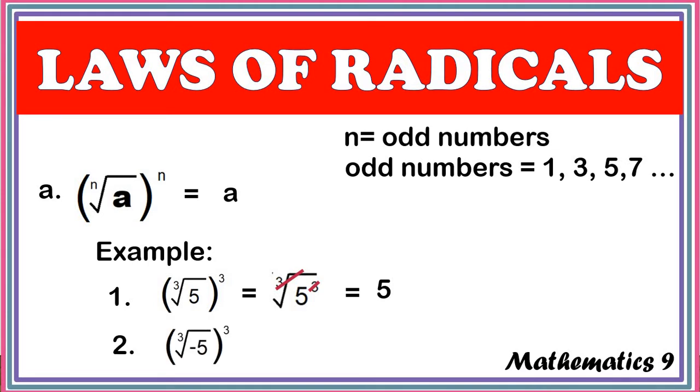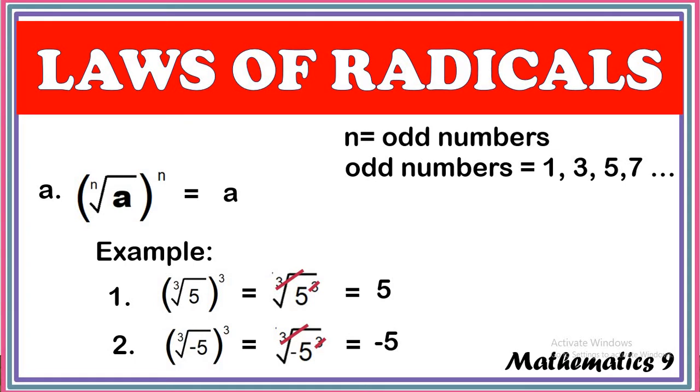Another one, we have the quantity cube root of negative 5 cubed, and you can simply write it as the cube root of negative 5 cubed. Now, we can cancel it, and the answer is negative 5. So the negative sign will not be affected, since our index is an odd number, which is 3.